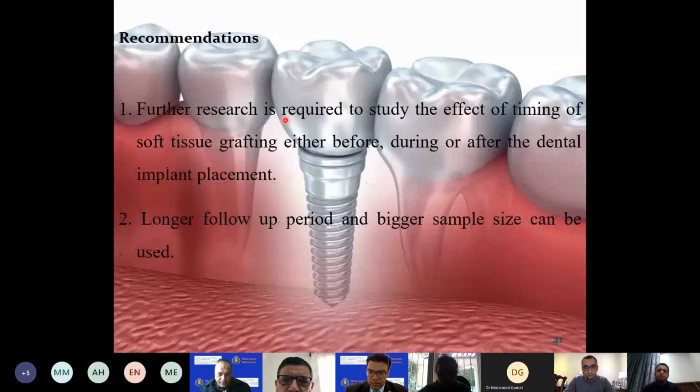Recommendations: further research is required to study the effect of timing of soft tissue graft, either before, during, or after dental implant placement. A longer follow-up period and a bigger sample size can be used.